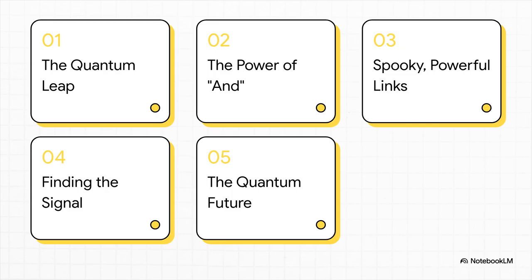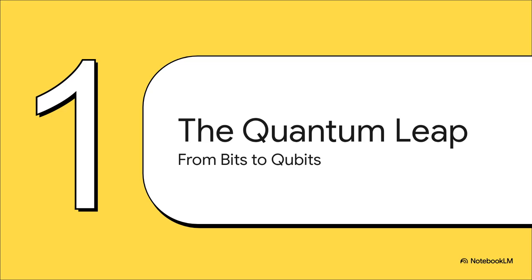So, here's how we're going to tackle this. First, we'll talk about the huge leap from our regular computers to quantum ones. Then, we'll get into those three big ideas one by one. And finally, we'll see what it all means for our future. Let's jump in.